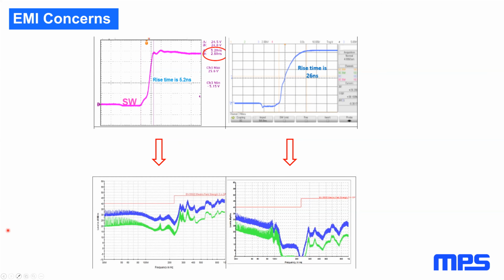This shows a radiated emissions plot, which is a graph of RF energy versus frequency of a buck converter in this case. The plot at the left shows the EMI when using a rise time of 5.2 nanoseconds, and the one on the right shows the effect if we slow the switching down so that the rise time is 26 nanoseconds. You can see that the RF emissions drop considerably.